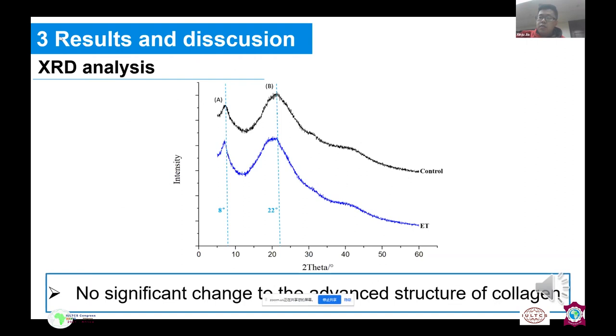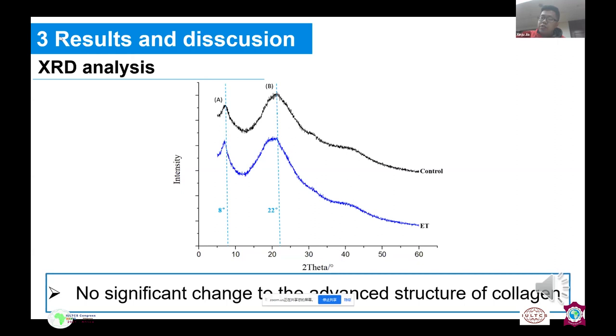Collagen is a polymer material with a certain degree of crystallinity. X-ray diffraction is an effective means to understand the change of the different structural levels of collagen. According to the XRD analysis, the effect of ET on collagen will not affect its advanced structure.